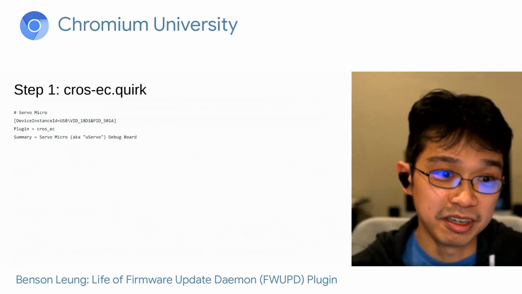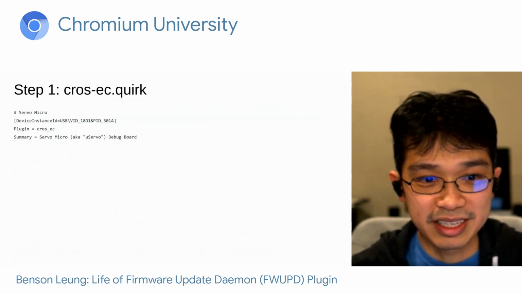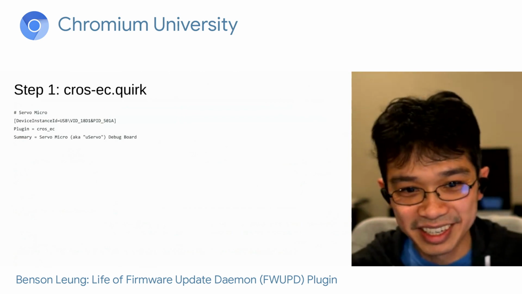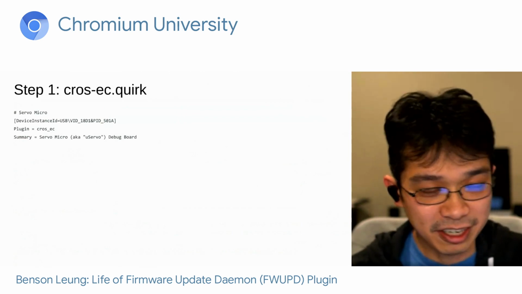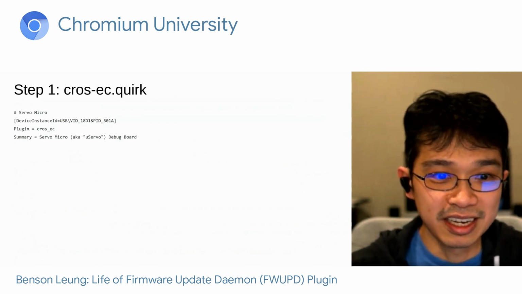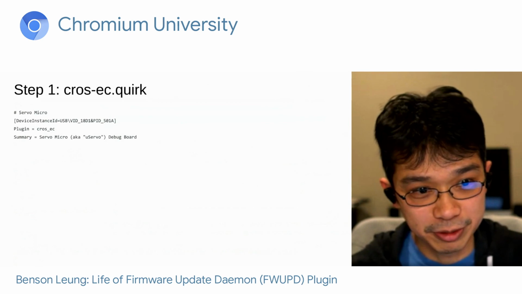So with the quirk in place in my skeleton plugin, at this stage, running the FWUPD tool does nothing since none of the vfuncs actually do anything but return. But what I should see is that FWUPD at least matches the device's VID-PID when attached to my host with the cros-ec plugin.